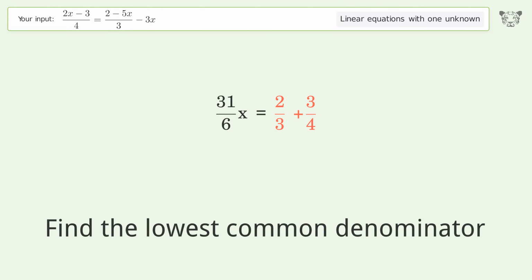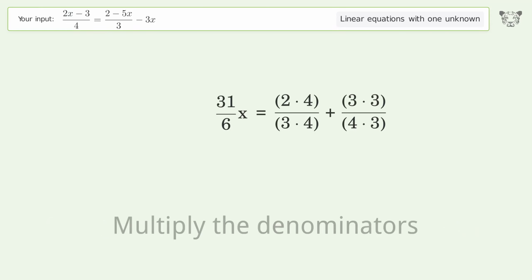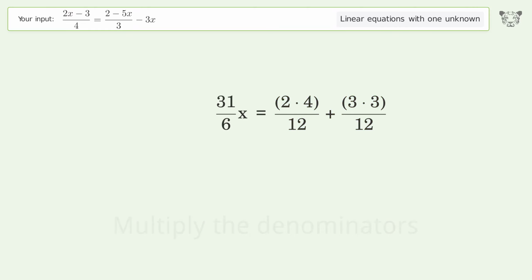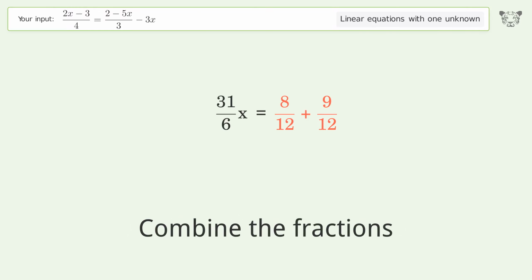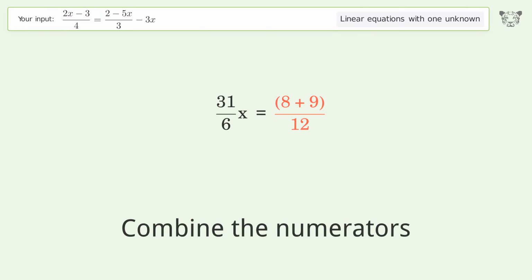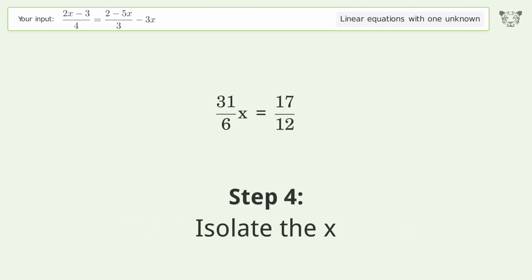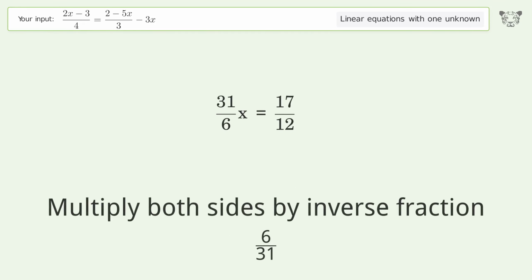Find the lowest common denominator. Multiply the denominators. Multiply the numerators. Combine the fractions. Combine the numerators. Isolate the x. Multiply both sides by inverse fraction 6/31.